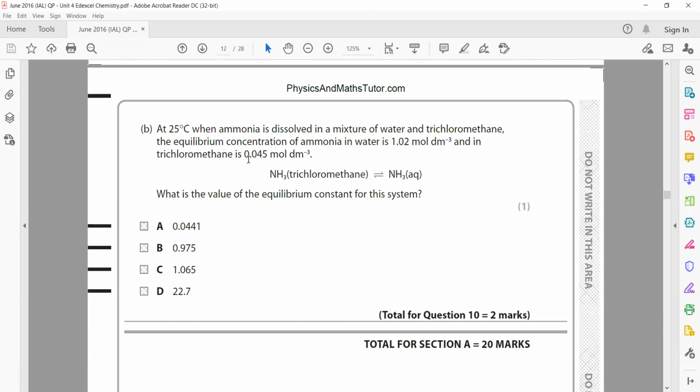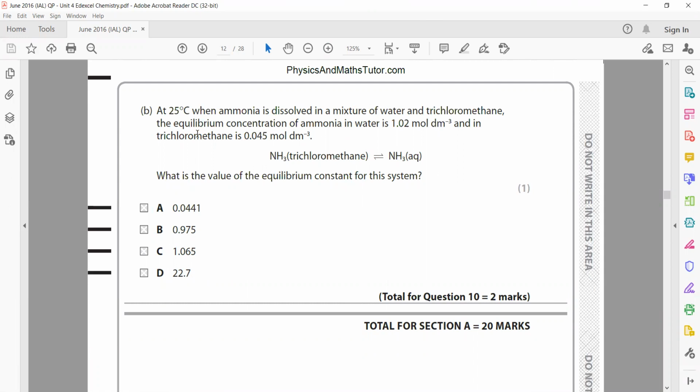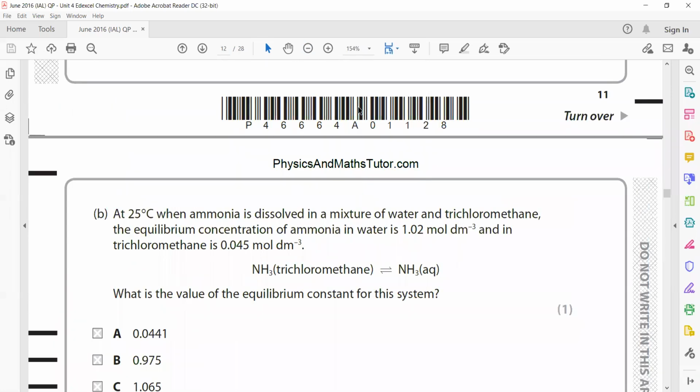At 25 degrees centigrade, when ammonia is dissolved in a mixture of water and trichloromethane, the equilibrium concentration of ammonia in water is 1.02 and that in trichloromethane is 0.05. What is the value for the equilibrium constant? Equilibrium constant is always the product divided by the reactant. So in the product it is 1.02 and in the reactant it is 0.045. So when we divide, it will come out as D. So D is the right answer.